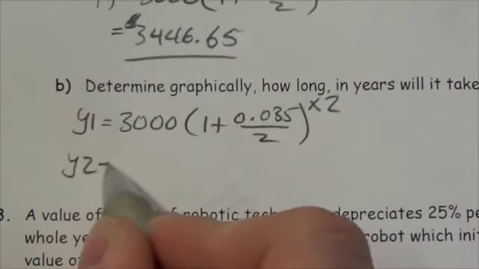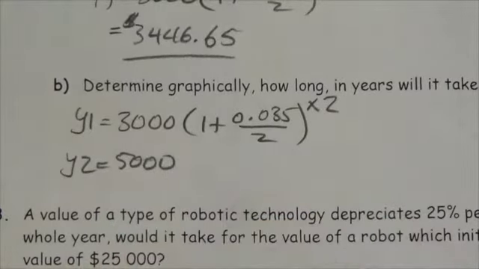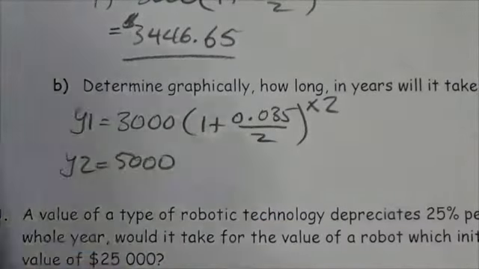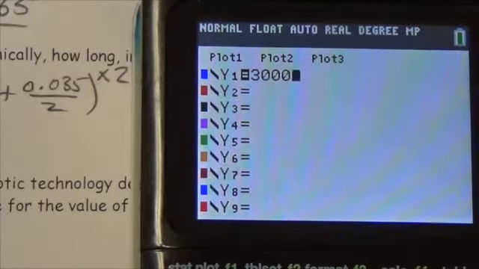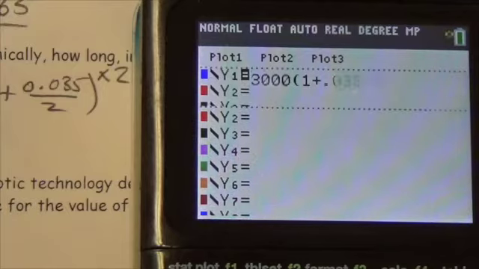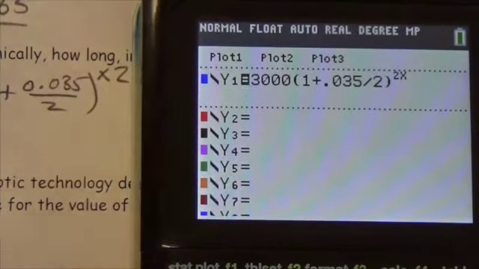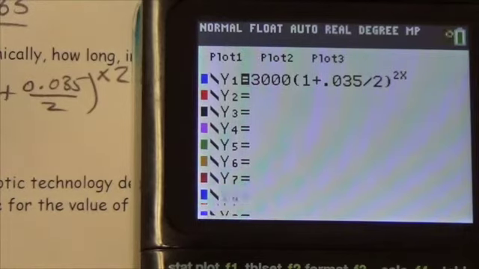Now, down here I'm going to let y2 equal 5,000. I'm going to look for where those things match. So I'm going to go to my calculator and enter in these 2 functions. So 3,000 times 1 plus 0.035 divided by 2, close brackets, to the exponent 2x. And again, x will be the number of years, and then 2x is the number of compounding periods. Down below, I'm going to put the 5,000.